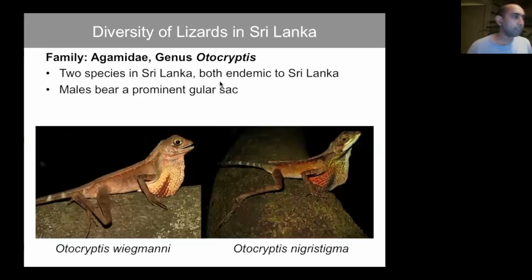And then we have these unique looking lizards, which we call kangaroo lizards. So we have two species in Sri Lanka. One found only in the dry zone, Otocryptis nigristigma, and then the other one only in the wet zone, Otocryptis wiegmanni.